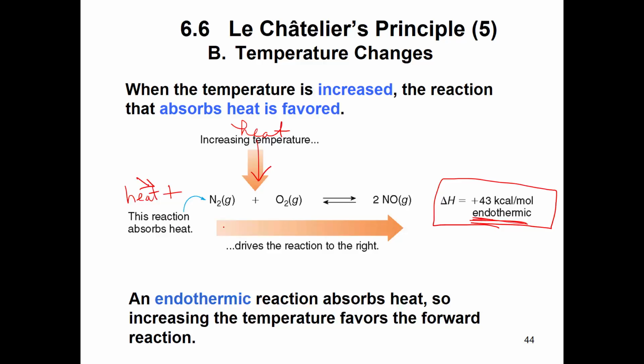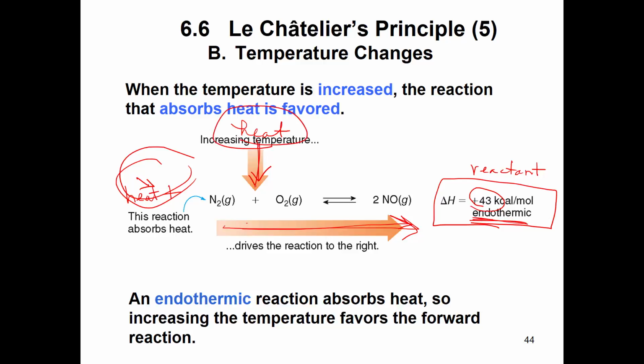that's going to push that to the right. An endothermic reaction absorbs that heat, so increasing the temperature is going to push that reaction in the forward direction, or to the right. If you see a positive delta H, that is a reactant, because you are adding heat, or energy, to the reactants in order to make the reaction go. Since it's a reactant, you're adding reactant by increasing temperature and adding heat. So that's pushing it this way.